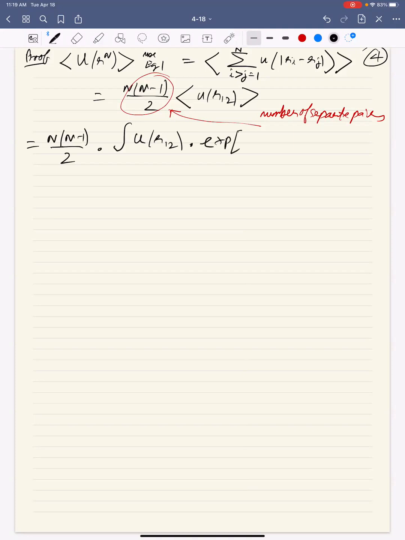Exp of minus beta. What should be the energy here? Small u or capital U? Why?